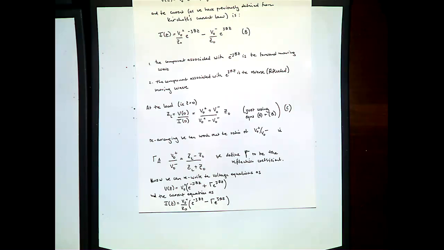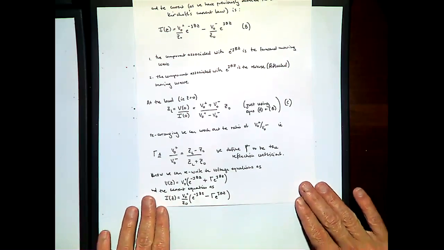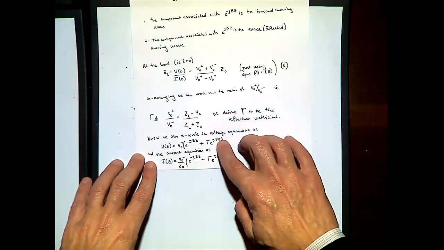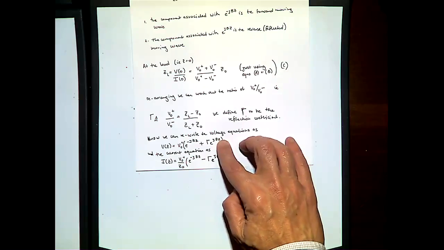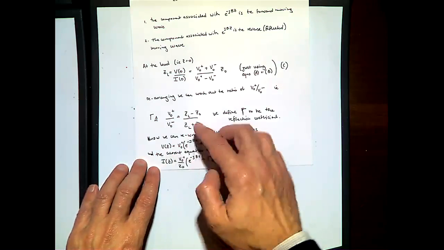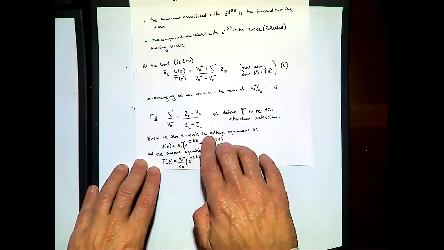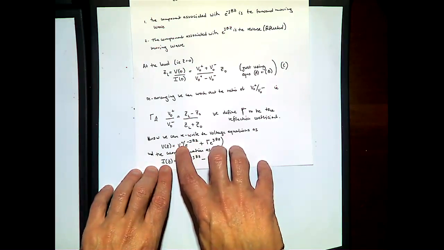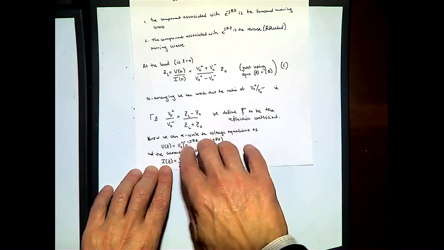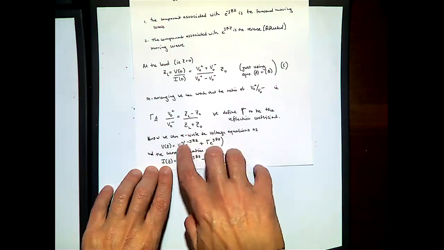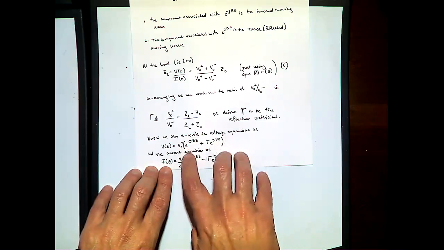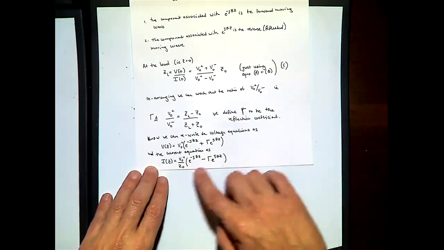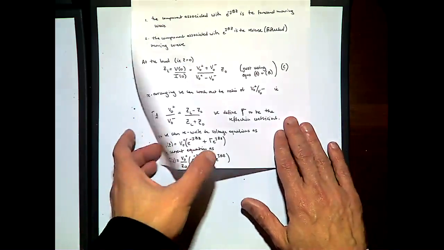Okay. Now, we can rewrite those equations for voltage and current in terms of this reflection coefficient. So we've got V of z equal to the magnitude of the positive going voltage wave, e to the power of the propagation constant, plus the reflection coefficient times the negative reflecting wave. And likewise, we can do the same for the current.